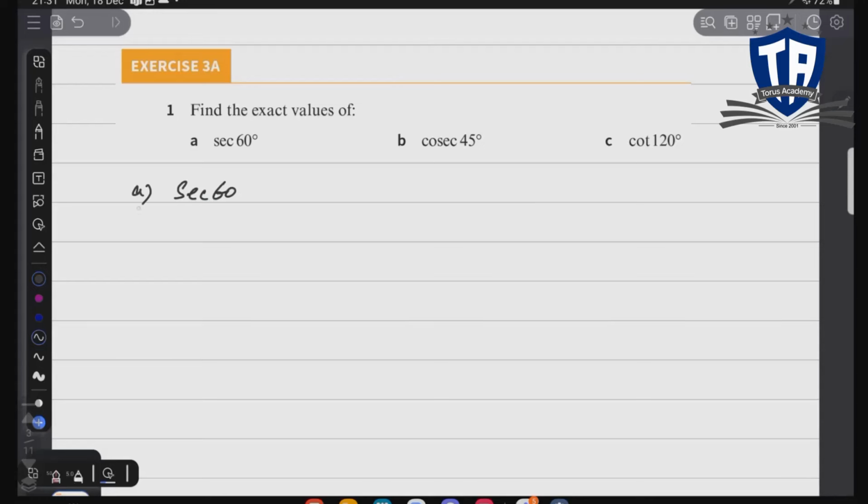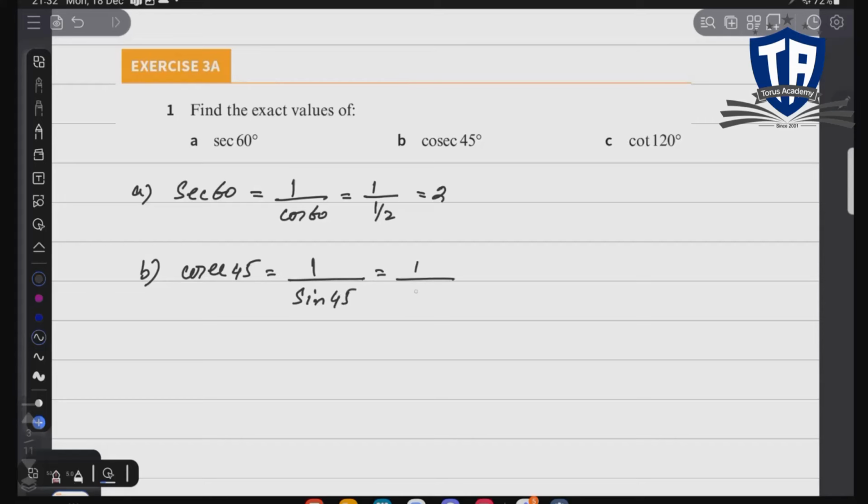Whenever you have a reciprocal relation, you convert all the reciprocal relations into the form of their original function. Like the reciprocal of secant is cos, so you write it as 1 over cos 60. Cos 60 is equal to 1 by 2, so this is your answer. Likewise, if it is cosecant of 45, we can write cosecant of 45 is equal to 1 over sin 45. Sin 45 is equal to 1 over under root 2. So we'll get finally under root 2.